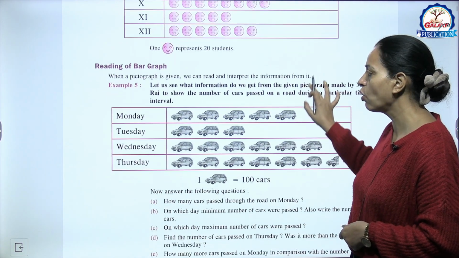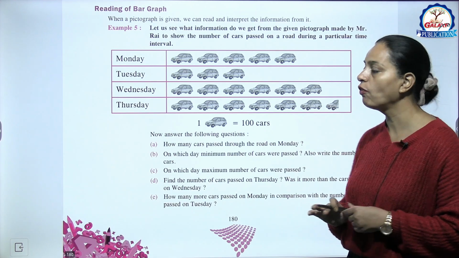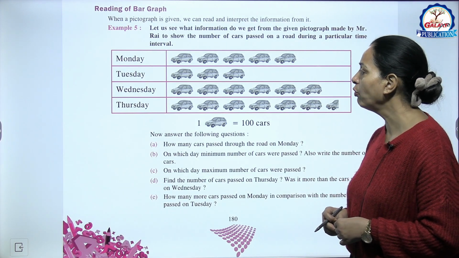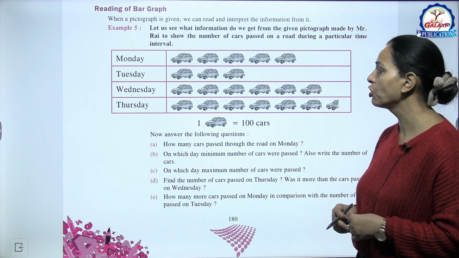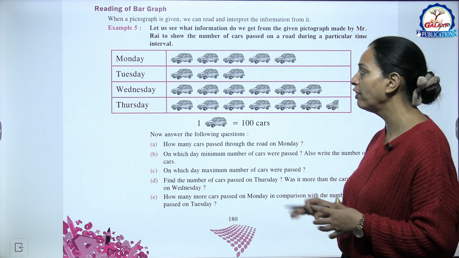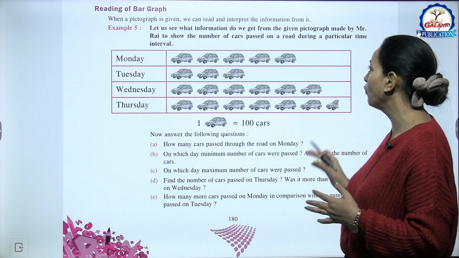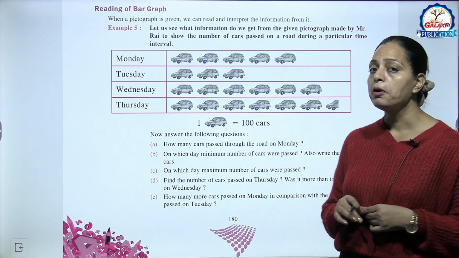Now the next we are talking about reading of bar graph. When a pictograph is given, we can read and interpret the information from it. Example 5. Let us see what information do we get from the given pictograph made by Mr.